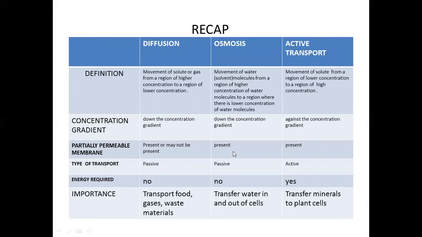Plants absorb water by the process of osmosis. Plants absorb minerals whose concentration is less in the soil as compared to the roots of a plant by the process of active transport.